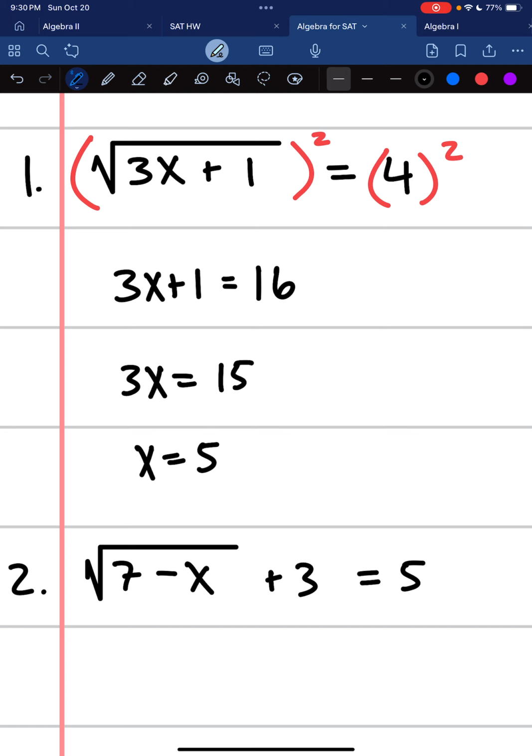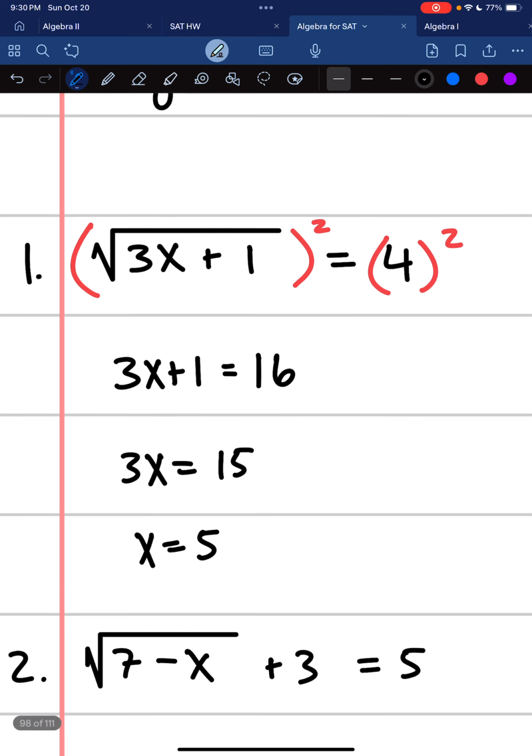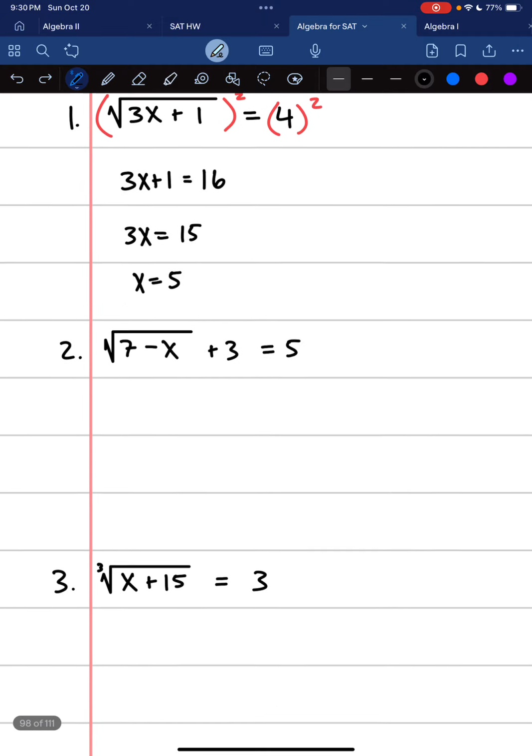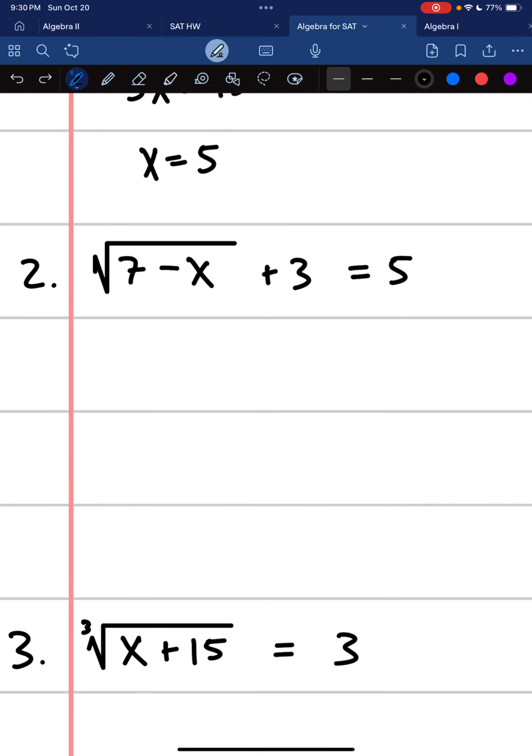And it's always important to check your solutions for radical equations. So if we plug this in, we get the square root of 16 is equal to 4, which is correct, so that we know the solution is correct. Let's look at the second problem.